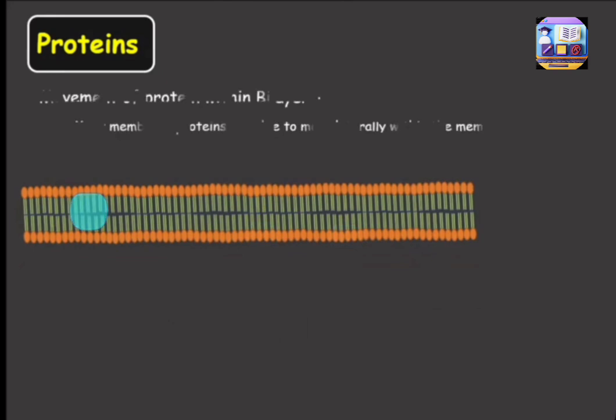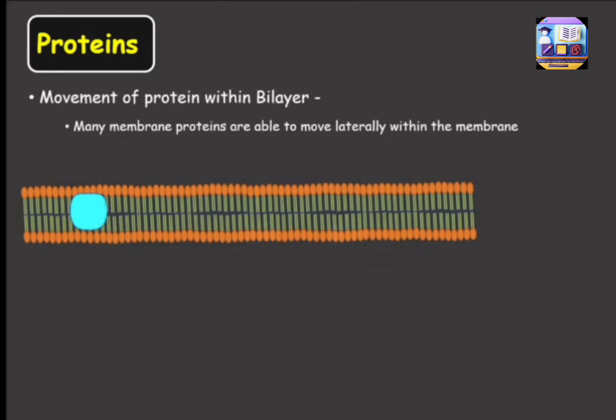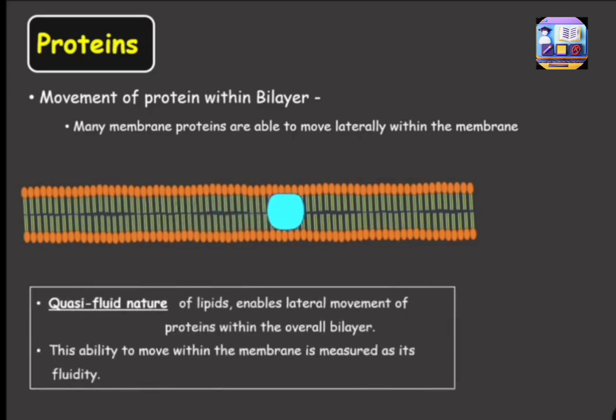These proteins can also show certain movements in the lipid bilayer. They can move laterally within the membrane. This quasi-fluid nature of lipids enables the lateral movement of proteins within them. This ability to move within the membrane is measured as its fluidity.